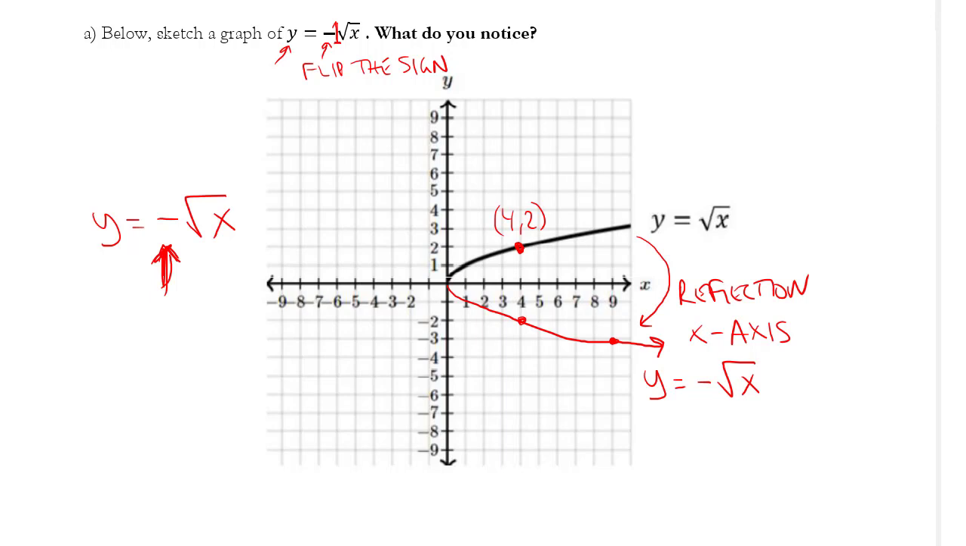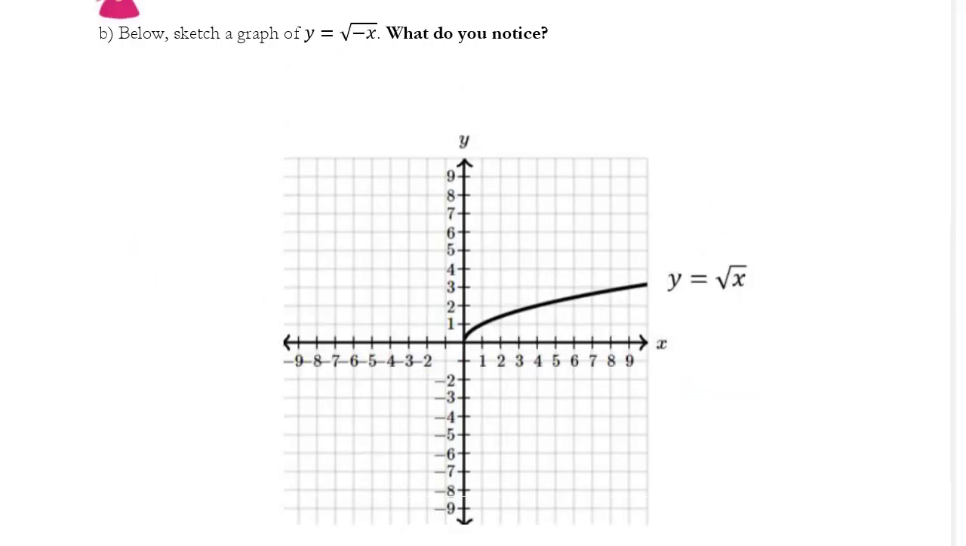Okay, let's keep going. How would we reflect over the y-axis, I wonder? So we're being asked to sketch a graph of y equals square root of negative x. So let's just write that a little bit bigger here. y equals square root of negative x.